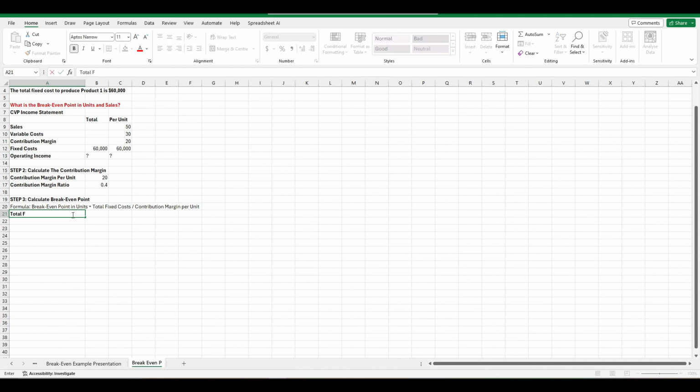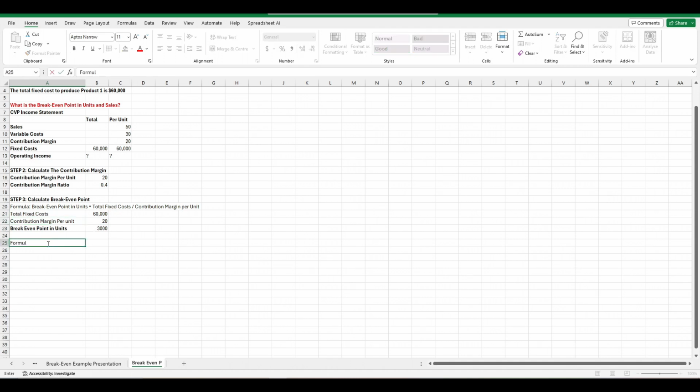So our total fixed costs is 60,000. This is given to us, and our contribution margin per unit, this is what we calculated in step 2. So now we can calculate our break-even point in units. It's just total fixed cost divided by our contribution margin per unit. So it's 3,000 units.